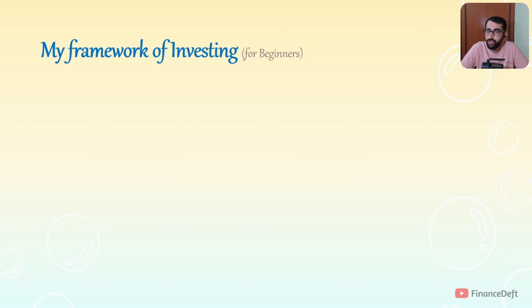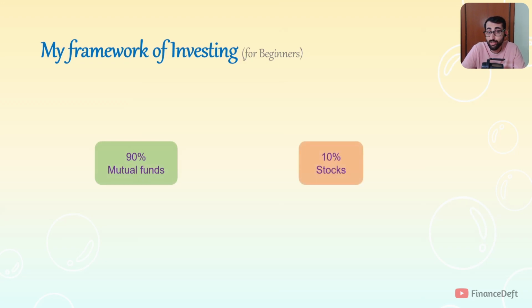And my framework of investing for beginners would be: put 90 percentage of your investable capital into mutual funds and the remaining 10 percentage into stocks. That also only if you're interested in buying stocks. If you're not interested in buying stocks, then you can put all 100 percentage into mutual funds. So this gives you cushion. Even if you lose this 10 percentage gambling in direct stocks, then you have this 90 percentage which is actively managed or even in passive index funds.